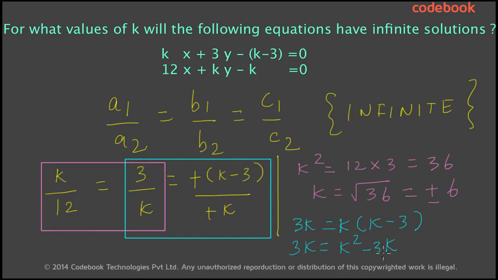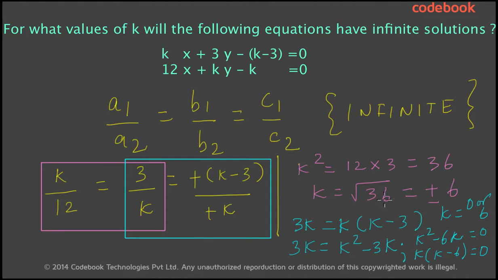So bringing 3K onto the other side, we have K square minus 6K is equal to 0, which is nothing but taking K common, K times (K minus 6) is equal to 0. So here we have K is either 0 or 6, right? K is equal to 0, or K minus 6 is equal to 0, which means K equal to 6.